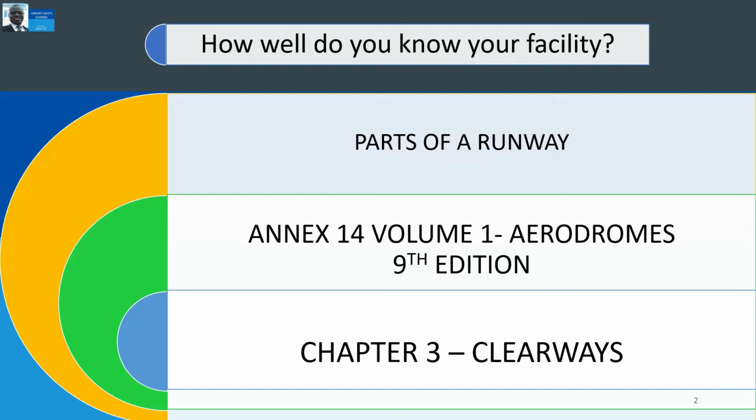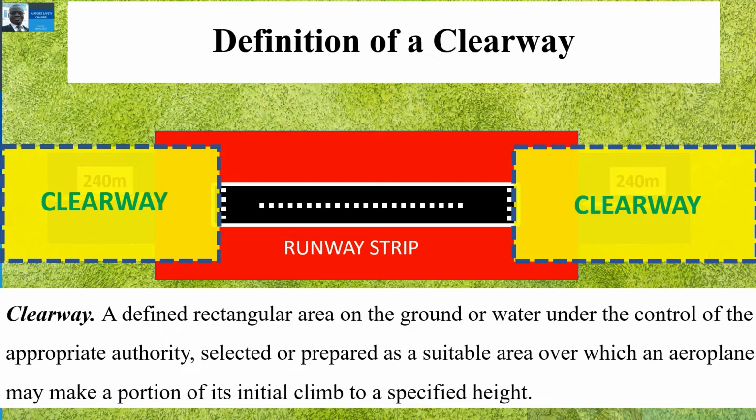How well do you know your facility? Parts of a runway. Annex 14, Volume 1, Aerodromes, 9th edition. Chapter 3, Clearways. We are dealing with Clearways, and this is the second episode in the series on Clearways. In our previous episode, we looked at the definition, location, purpose, and standards of a Clearway.